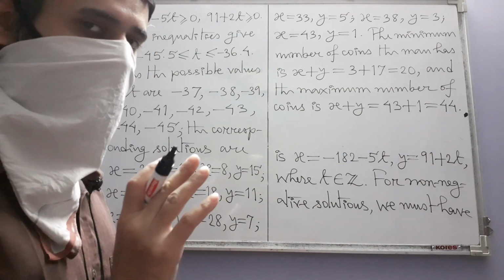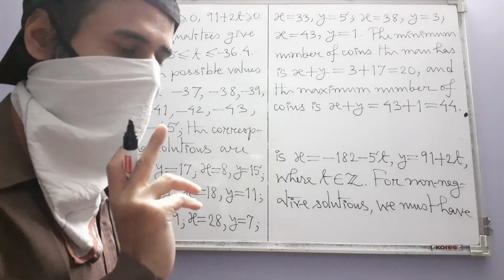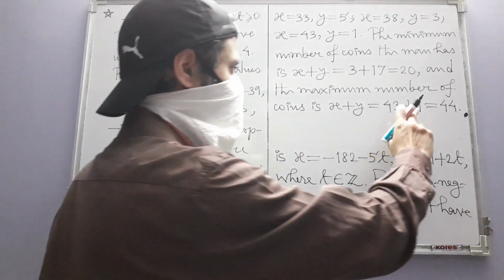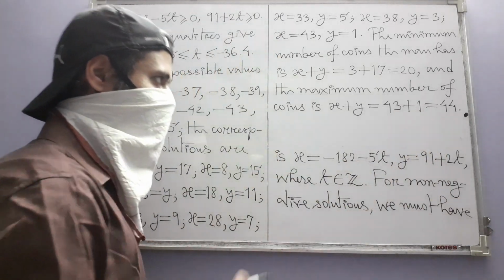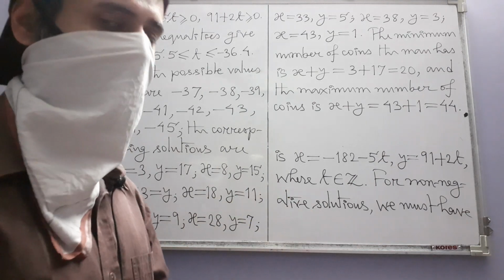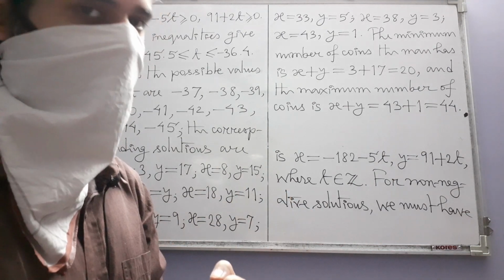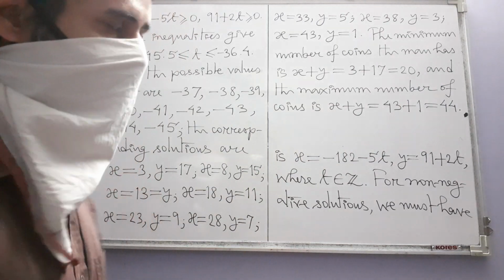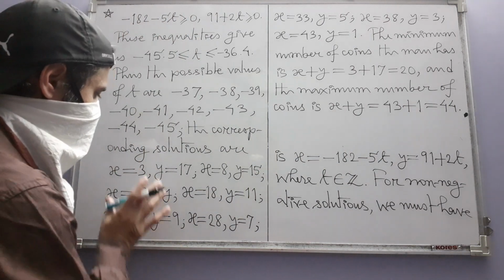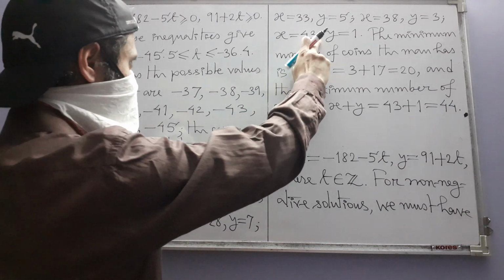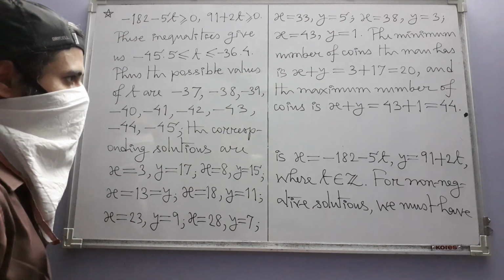10 cents give you 1 dime, whereas 25 cents give you 1 quarter. So if you have more quarters, then you have less number of coins. If you have more dimes, then you have more number of coins, naturally. So that's why this gives you the minimum number of coins, whereas this gives you the maximum number of coins.